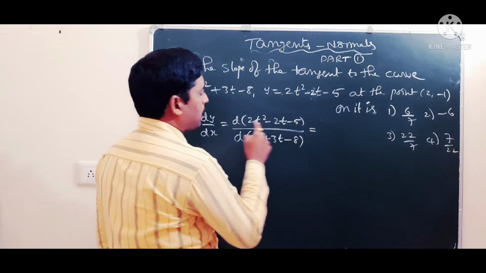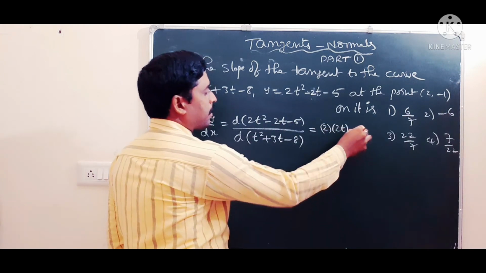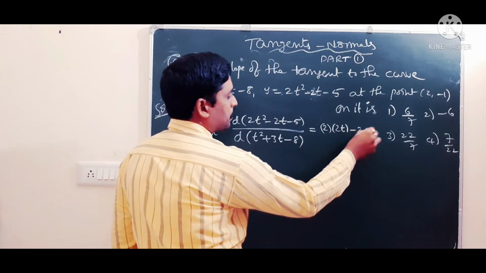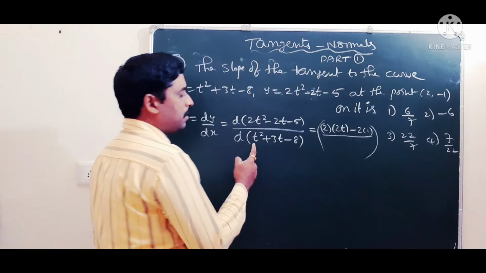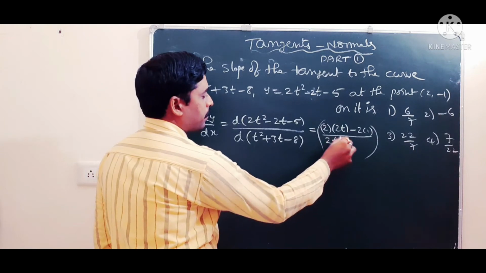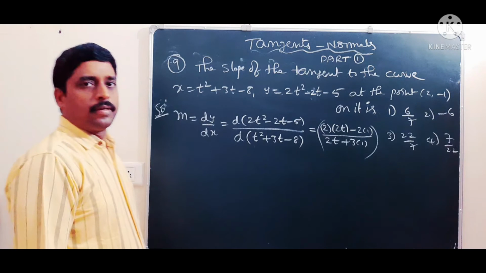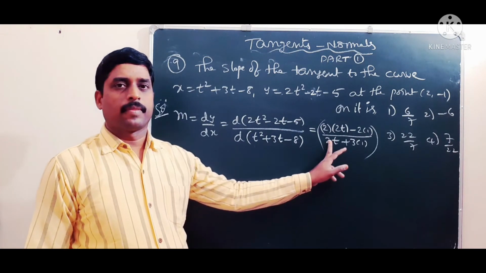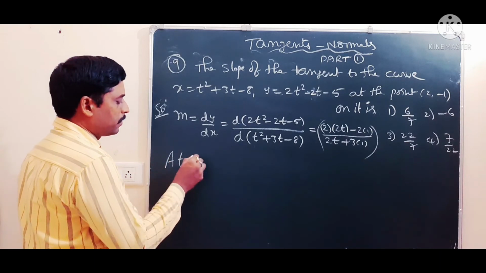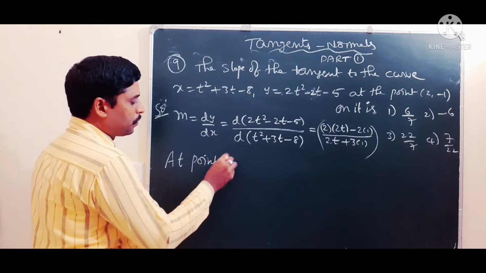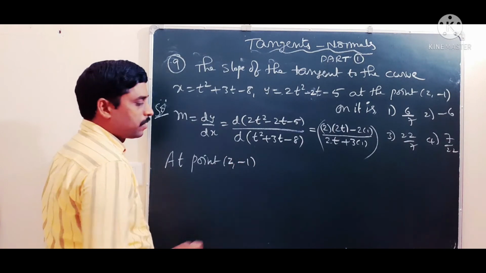Okay, now the derivative of the numerator: the derivative of 2t² is 4t, the derivative of 2t is 2 into 1, and the derivative of the constant minus 5 is 0. For the denominator, the derivative of t² is 2t, and the derivative of 3t is 3. First our target is the value of t. So what is the point given? At the point (2, -1). The first one is the x coordinate, the second one is the y coordinate.